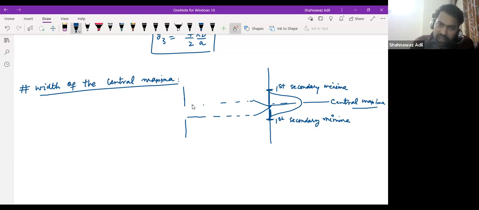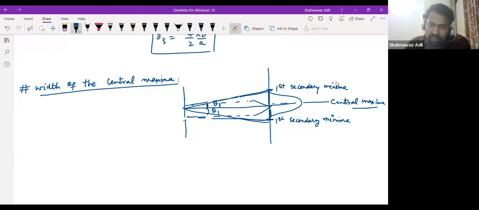Right, guys. And we know that this angle would be how much? So this angle is how much? That is theta 1, right? So theta 1 is the angular width of the first secondary minima. That is theta 1, right, guys? Yes. So theta 1 would be how much?